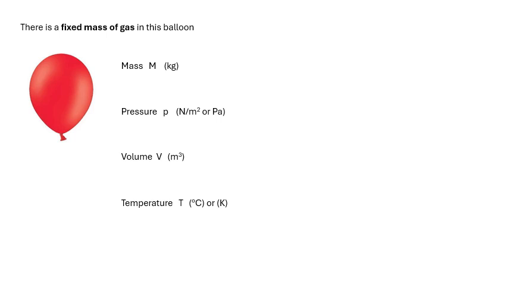So you've got the mass of the gas, capital M, in kilograms. You've got the pressure, little p, in newtons per meter squared or Pascal, either of them is okay. The volume, big V, in meters cubed. The temperature, big T, in degrees centigrade or Kelvin. We're going to talk a lot about Kelvin, and eventually we're going to be using Kelvin all the time. I'm going to use little m for the mass of a particle, big M is the mass of the gas.